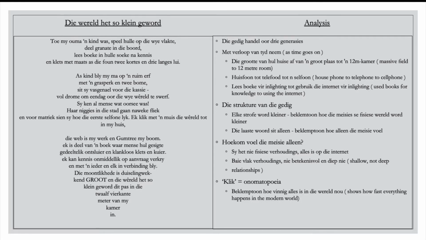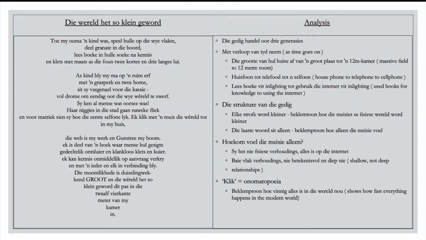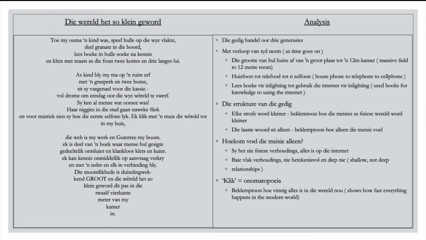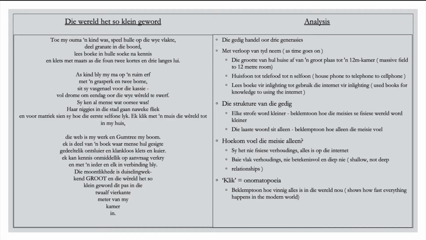So it's really important to acknowledge the fact that the grandmother and the daughter are talking about two different books in each of their stanzas. So the grandma is talking about a physical book that she reads to get information, but then the daughter is talking about a Facebook. So in the second line of the third stanza, it says, Ek is deel van 'n boek waar mense hulle gesigte gedeeltelik, which means that she's part of a book where people show their faces, which is Facebook. So the grandmother's one is a very old-fashioned physical book, and the daughter's one is invaded by and taken over by technology.